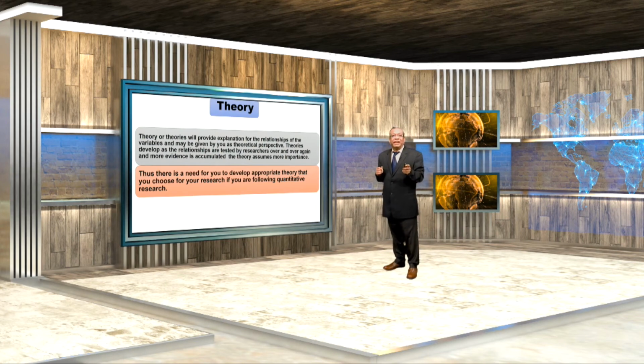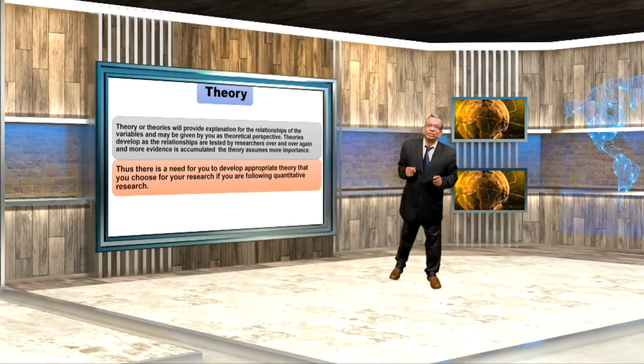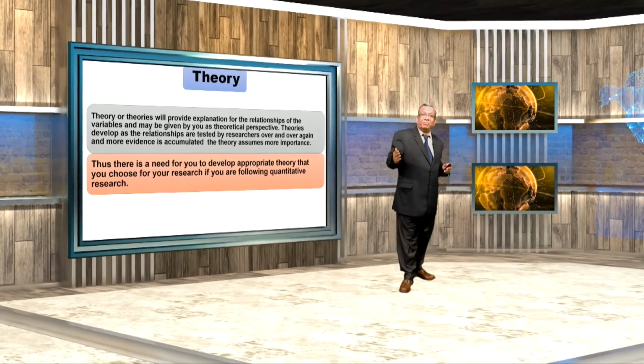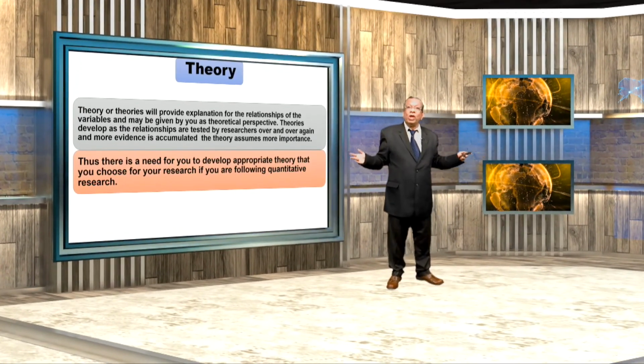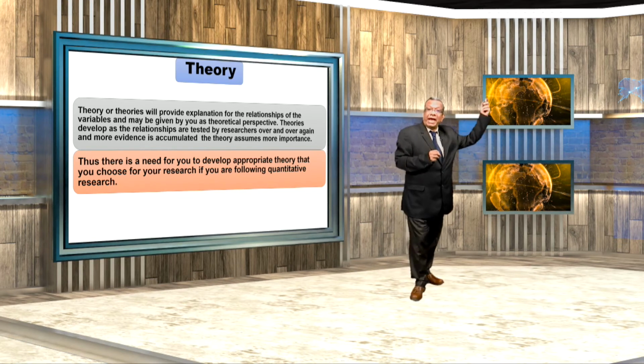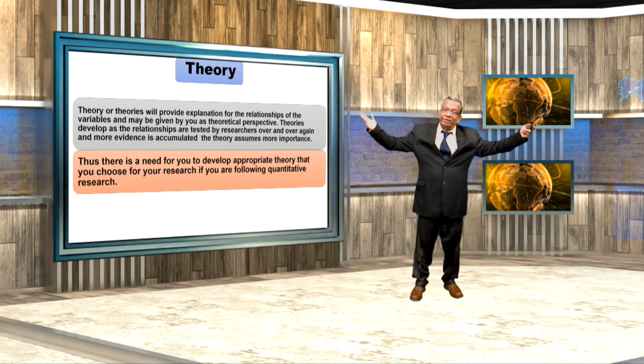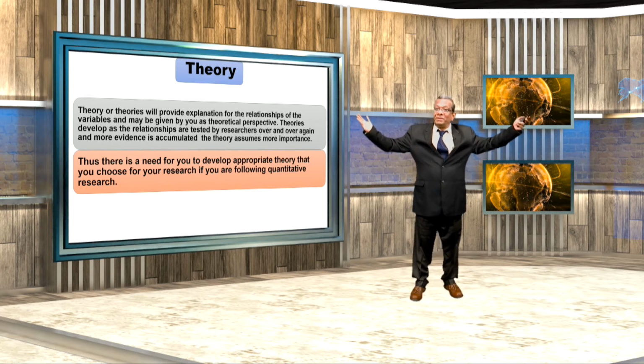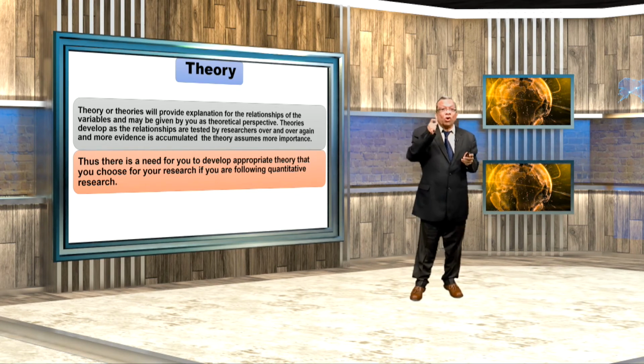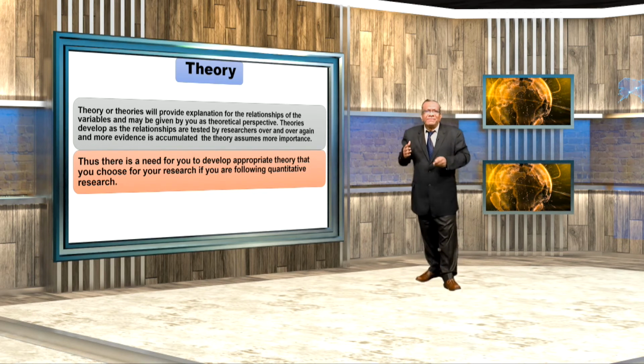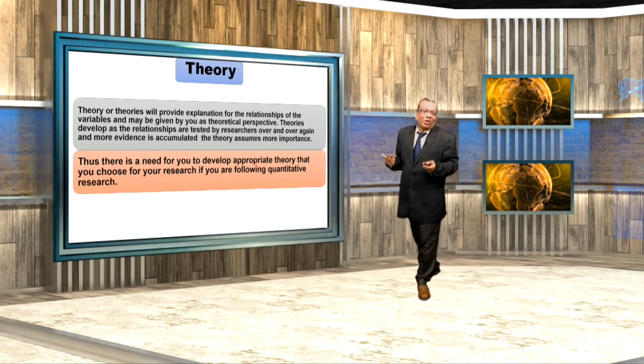Theory or theories will provide explanation for the relationship of the variables and may be given by you as a theoretical perspective. Now, you may not agree with an already given theoretical map, and you give your own theoretical perspective. Theories develop as the relationships are tested by researchers over and over again and more evidence is accumulated. The theory assumes more importance.